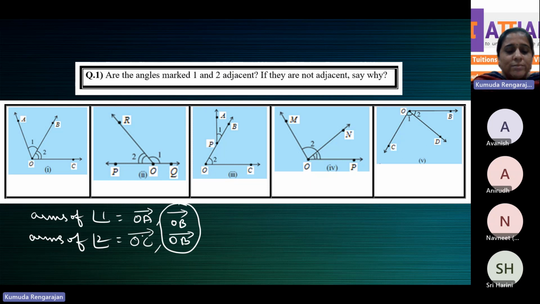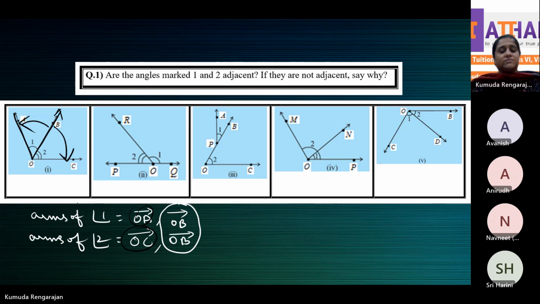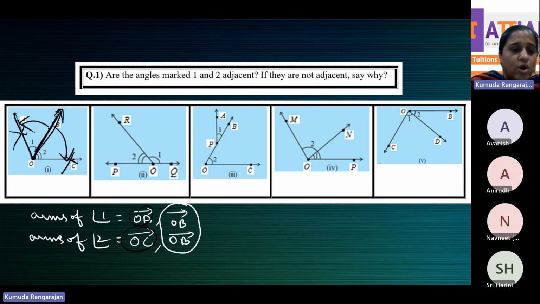Now, these two are the non-common arms, OA and OC. The remaining two, which you see here, are the non-common arms. Where is OA? This is the common arm OB. Where is OA? On one side, on this side. And where is OC? On the other side. So these two angles 1 and 2 have a common vertex O. They have a common arm OB. And the non-common arms lie on either side of the common arm OB.